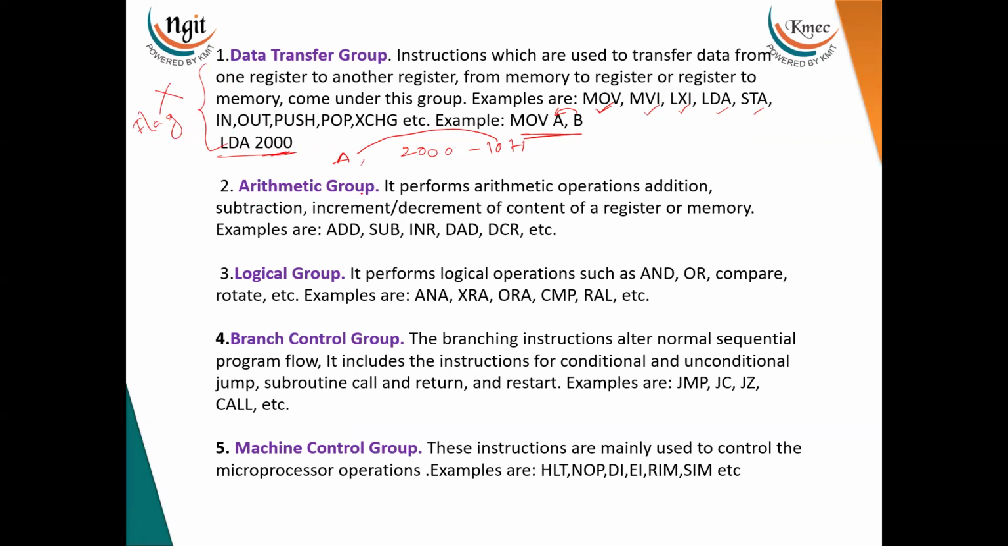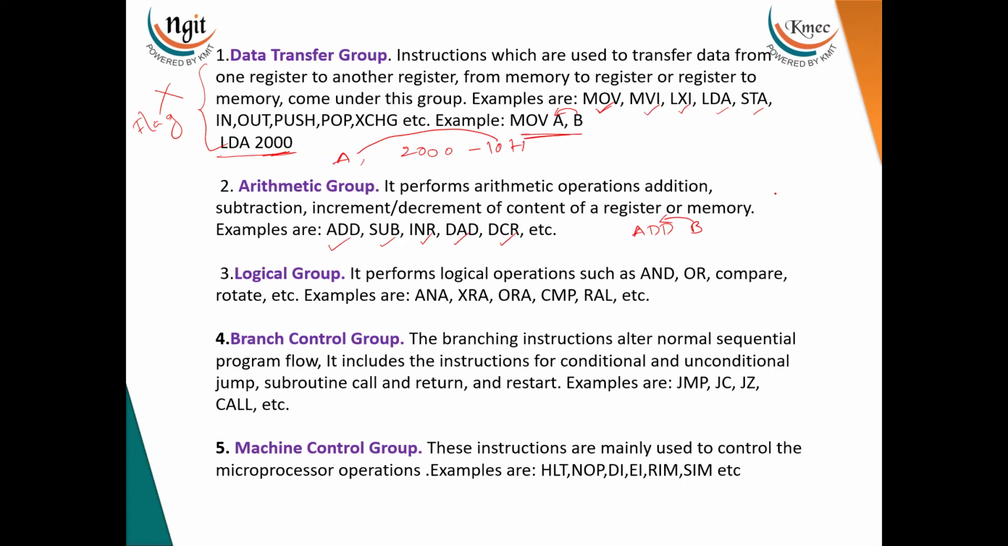Now coming to the arithmetic group. It performs the arithmetic operations: addition, subtraction, increment, and decrement of the content of a register or memory. Here you can see ADD and SUB, which are for addition and subtraction, and incrementing and decrementing the register value. DAD is used to add a 16-bit register pair. Now I will show one example. ADD B means the B content you are adding with the accumulator.